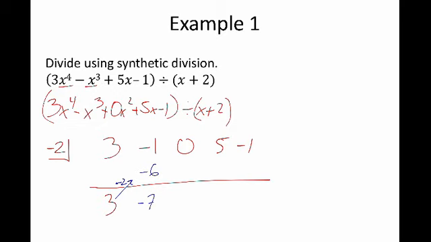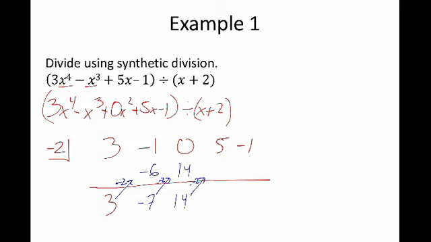And we're going to take that negative 7 and multiply it by negative 2. So again, multiply by negative 2. So negative 7 times negative 2 is 14. We're going to add the 0 and the 14 together. We get 14 again. We're going to take 14 and multiply it by negative 2.